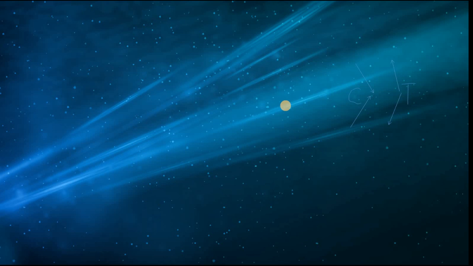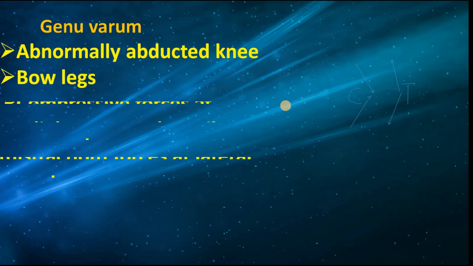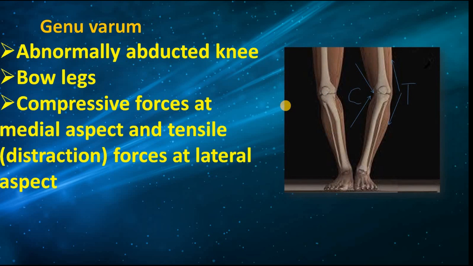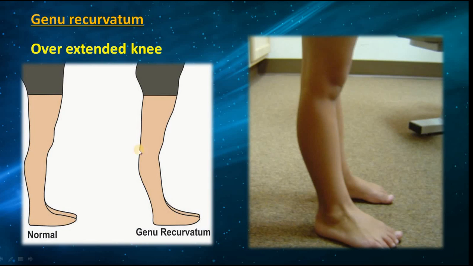The next deformity is genu varum. Genu varum is the opposite of genu valgum. In genu varum there are abnormally abducted knees, also known as bow legs, with compressive forces at the medial aspect and tensile forces at the lateral aspect of the knee. The next is genu recurvatum, meaning the overextended knee. As you can see in this picture, this is the normal knee joint and this is the hyperextended knee, which is known as genu recurvatum.